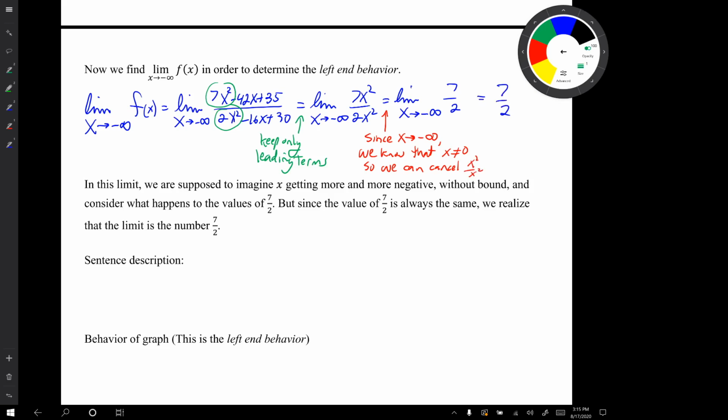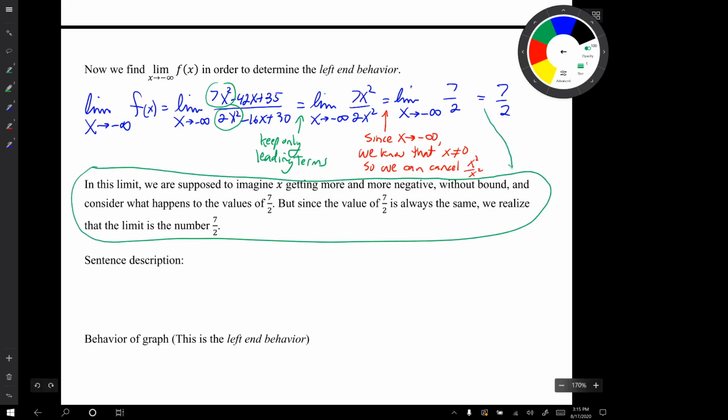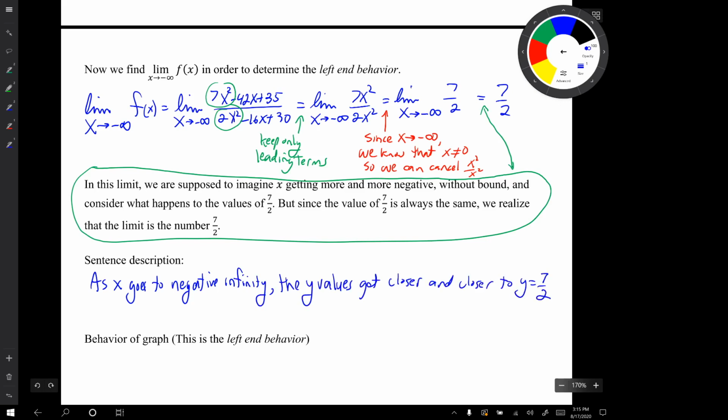So the limit turns out to be 7/2. And again, this very last step involved this kind of reasoning. So the sentence description is, as x goes to negative infinity, the y values get closer and closer to y equals 7/2. So the behavior of the graph is, this is the left end behavior. The left end of the graph has a horizontal asymptote with line equation y equals 7/2.